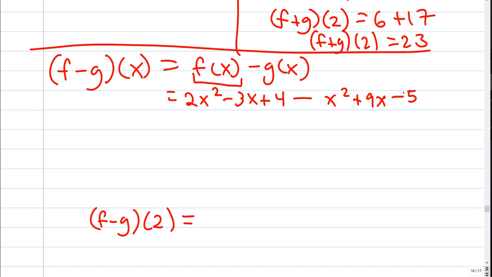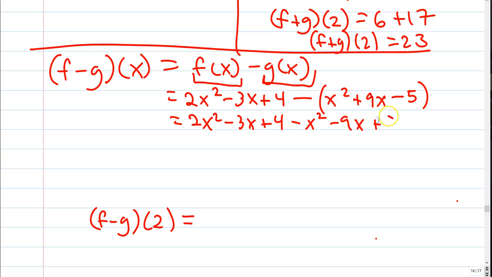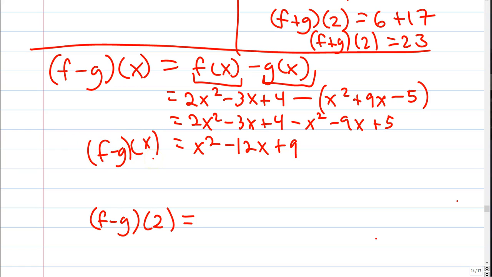Okay, this would be wrong, because we have to subtract away the entire g of x. We have to subtract away the entire group. So, 2x squared minus 3x plus 4 minus x squared minus 9x plus 5. Combining like terms, we're left with x squared minus 12x plus 9. And that is what f minus g of x would be. We can subtract the functions.